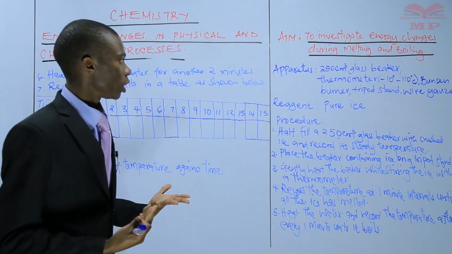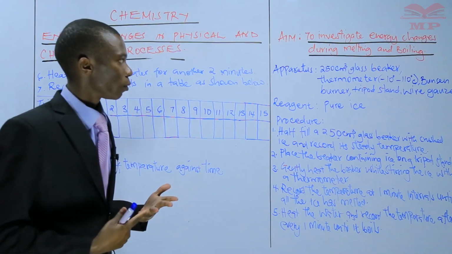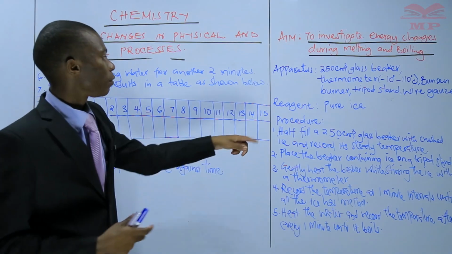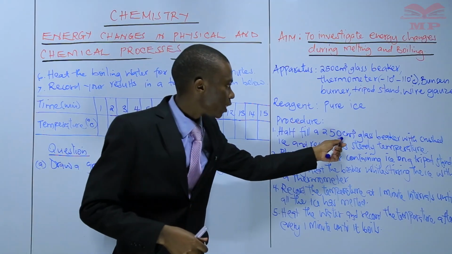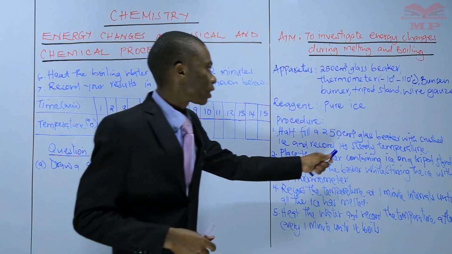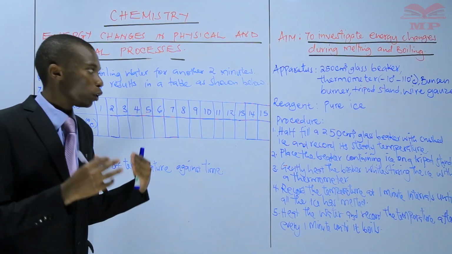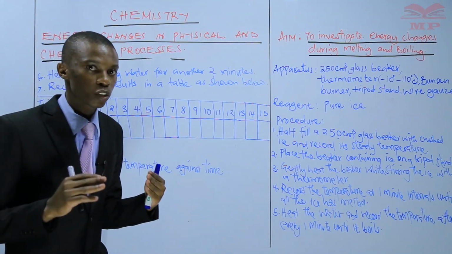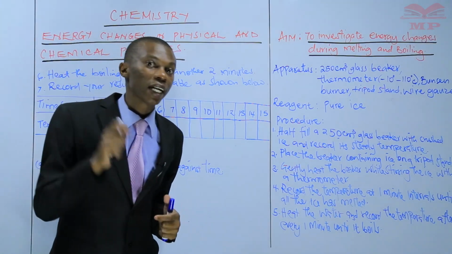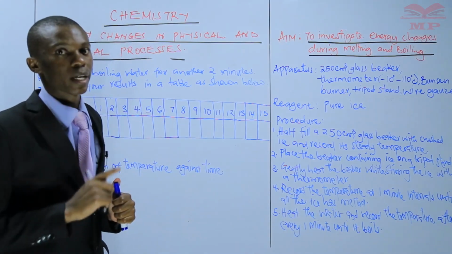The reagent is only one. You require pure ice. The first procedure would be: half fill a 250 centimeters cubed glass beaker with crushed ice and record its steady temperature. So just get your crushed ice, half fill the 250 centimeters cubed glass beaker and record the temperature of that ice using a thermometer. That is our procedure number one.